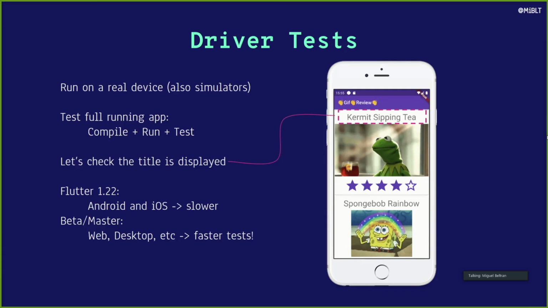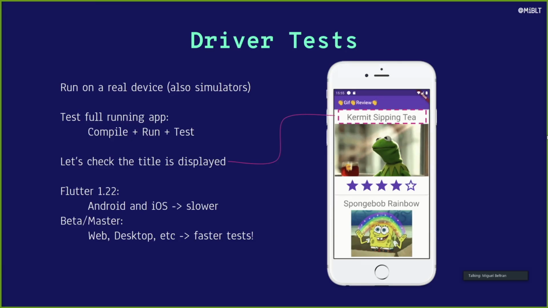The test will start the app, and it should display the screen that you see here. Then we're going to verify that the title text is displayed on the screen for the first GIF. This means that we need to compile and run the app each time that we run the test. And as you can figure out, that's a bit more work than what we have done so far. In the current stable version of Flutter, in version 122, only Android and iOS projects are supported by default.